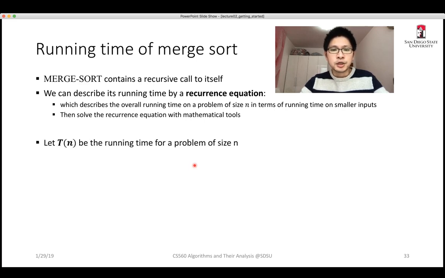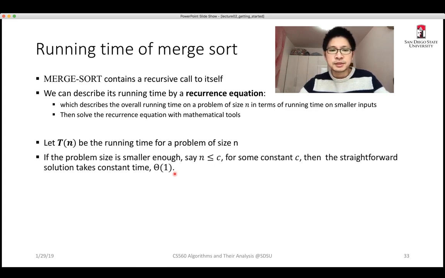In the more general case of recursive functions or procedures that call themselves, we usually let T of n denote the running time for a problem of size n. So if the problem size is small enough, say if n is smaller than some constant c, then we have a straightforward solution that takes constant time, which we write as theta of 1.